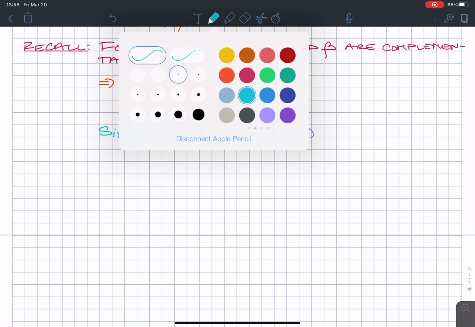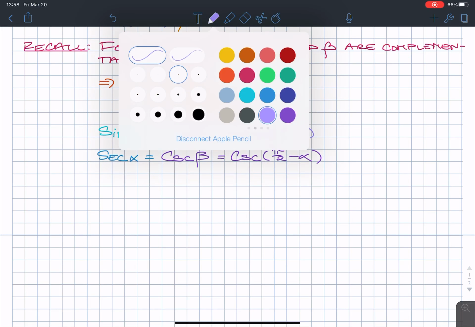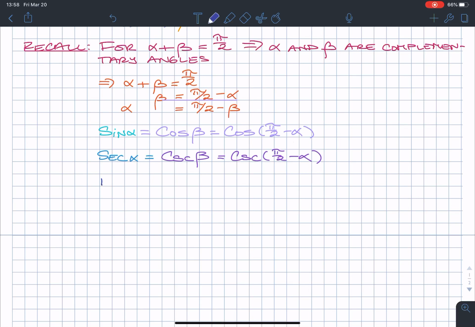Well, let's now do secant. Let me do a bit of a different color. So secant of alpha. Well, I claim that that's going to be cosecant of beta because cofunctions of complementary angles are equal. But what was beta? Beta, of course, was pi over 2 minus alpha. Did I put a beta up there? No wonder why I was confused. It's supposed to be an alpha. Okay.